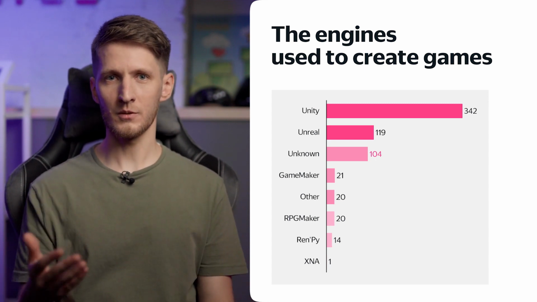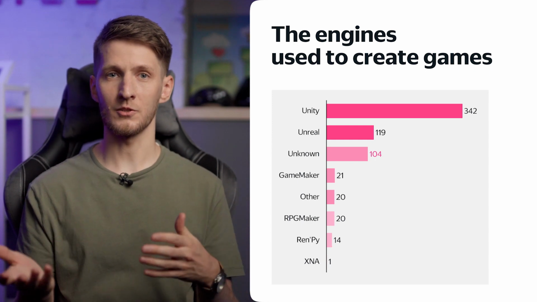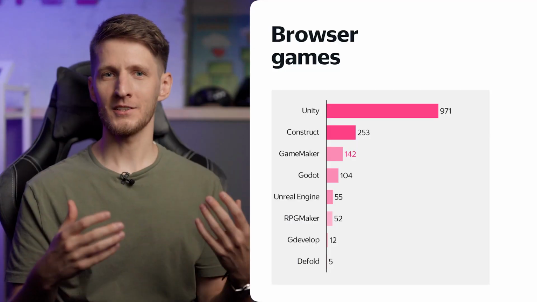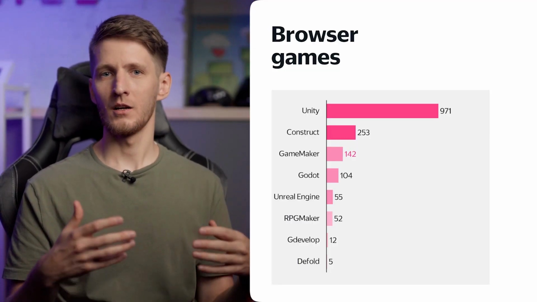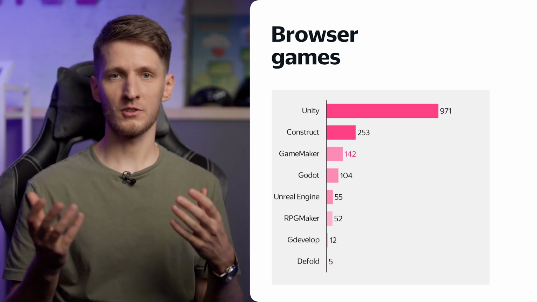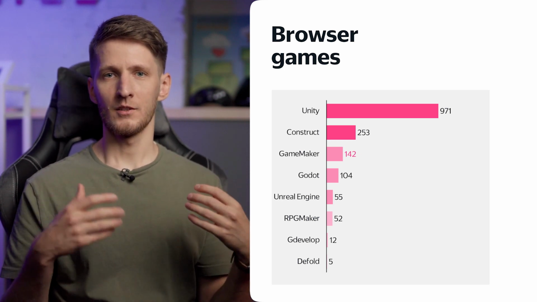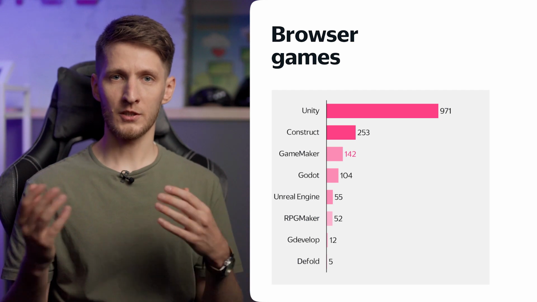Here are the itch.io statistics. It's a website where indie developers publish their games to the public. You can see that most of the games were created in Unity. Both large developers and small indie teams use this engine. One major advantage of Unity is that it enables you to develop games for all platforms.